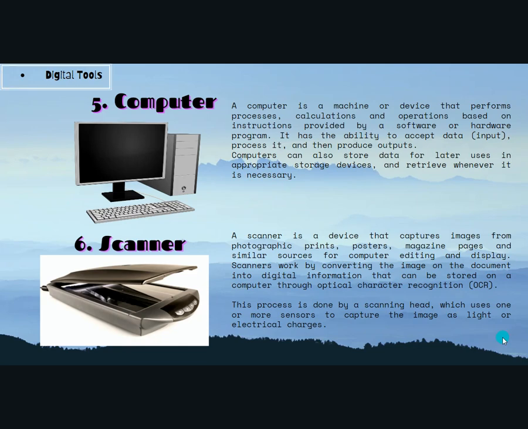Then we have the scanner, the sixth example. A scanner is a device that captures images from photographic prints, posters, magazine pages, and similar sources for computer editing and display. Scanners work by converting images and documents into digital information that can be stored on a computer, through optical character recognition or OCR. This process is done by a scanning head, which uses one or more sensors to capture the image, light, or electrical charges. So that is the scanner.